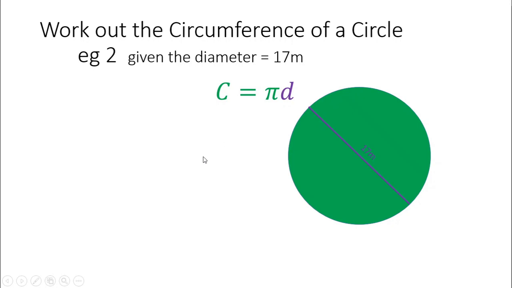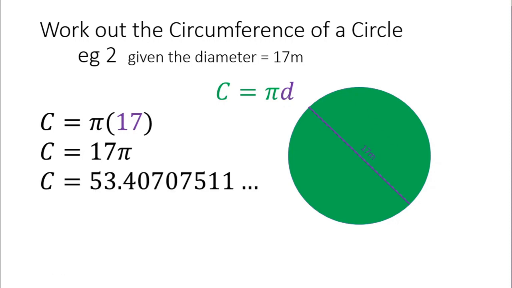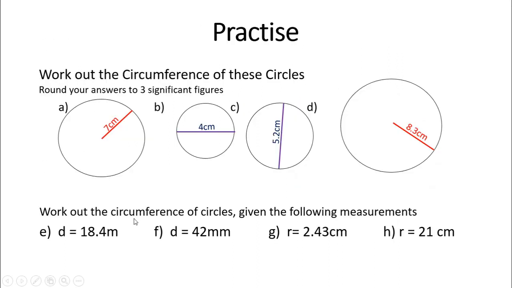Okay, so substituting into this equation, you get C equals pi times the diameter value, which is 17. So that's basically 17 pi. Now again, this is the exact circumference of the circle. As soon as I do a calculation with pi, I'm going to get a long, non-terminating decimal answer, and I'm going to need to round that. Generally, we ask for 3 significant figures. So rounding that to 3 digits, that would be 53.4, because the 0 after it is not going to round up. My units of measure are the same as in the question, meters.